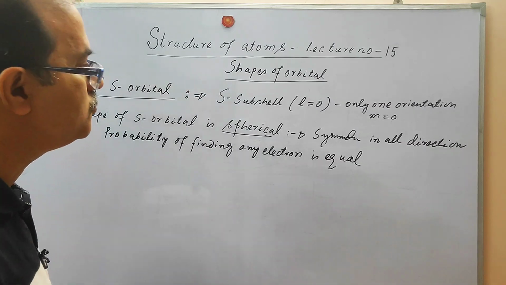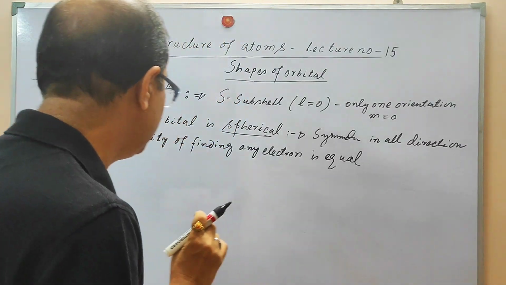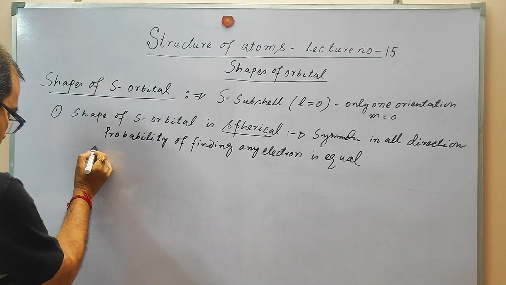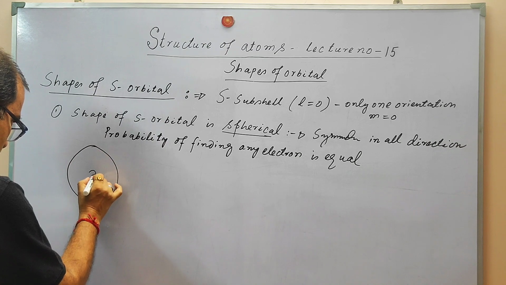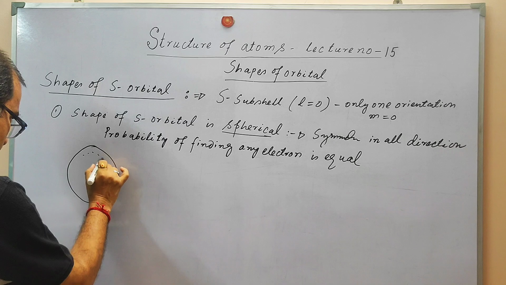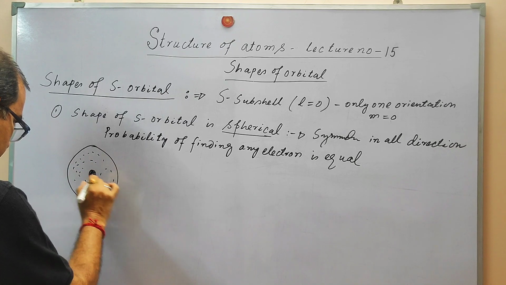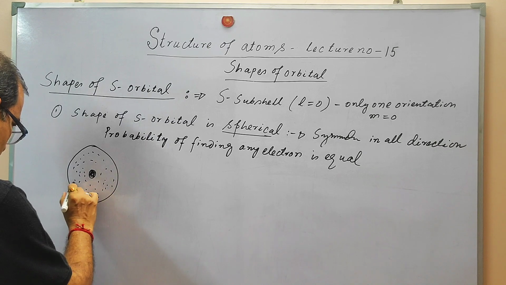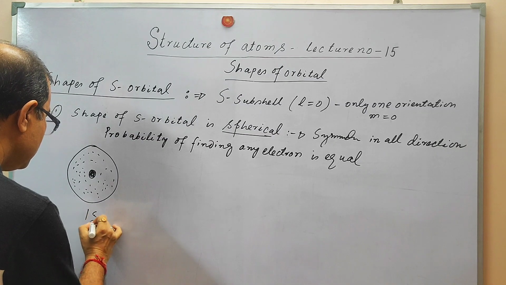And if you want to draw the shape of the s orbital in two dimensions, it looks like a circle. This is the nucleus, and here the probability of finding the electron is given by this. This is one s orbital.